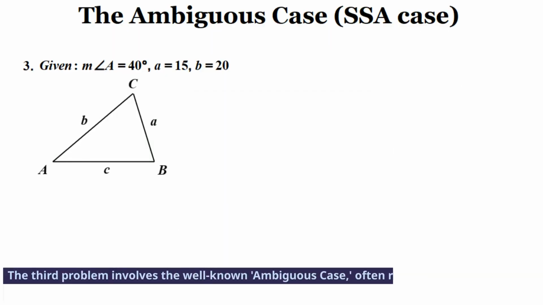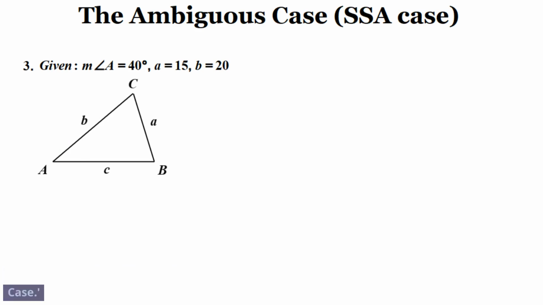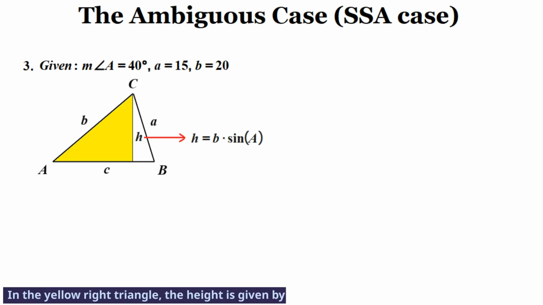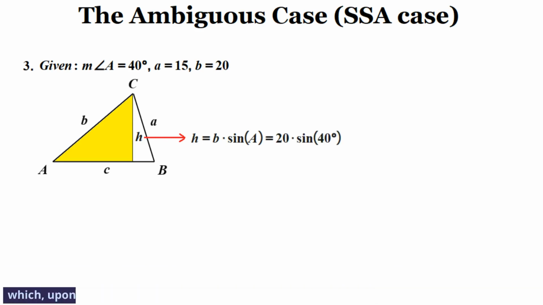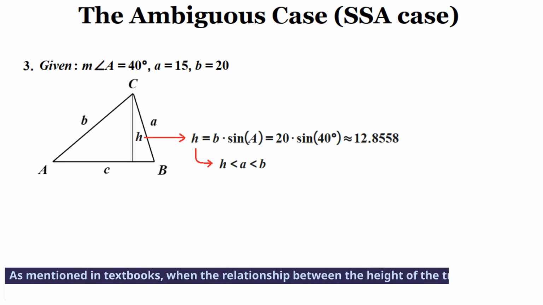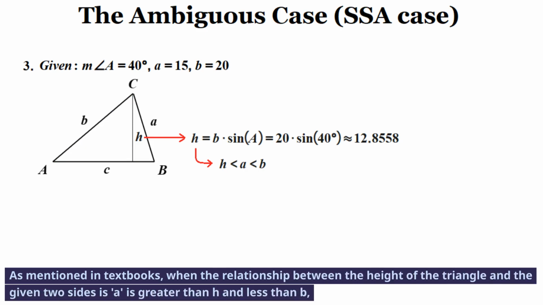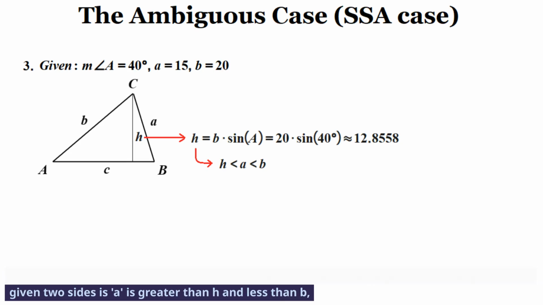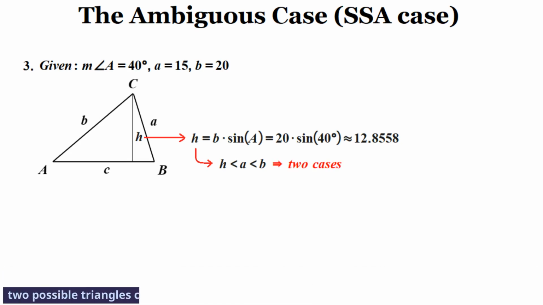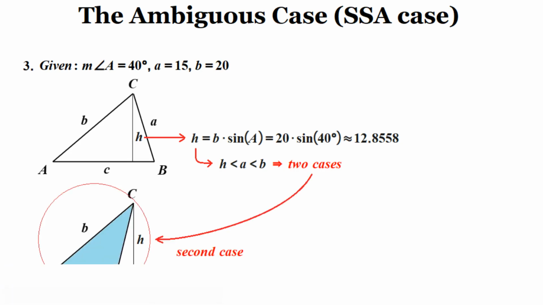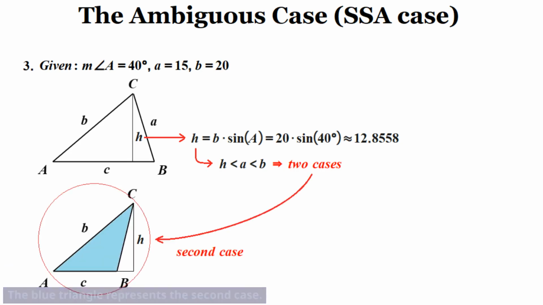The third problem involves the well-known ambiguous case, often referred to as the SSA case. In the yellow right triangle, the height is given by b times sine A, which, upon calculation, is approximately 12.8558. As mentioned in textbooks, when the relationship between the height of the triangle and the given two sides is h less than a less than b, two possible triangles can be formed. The blue triangle represents the second case.